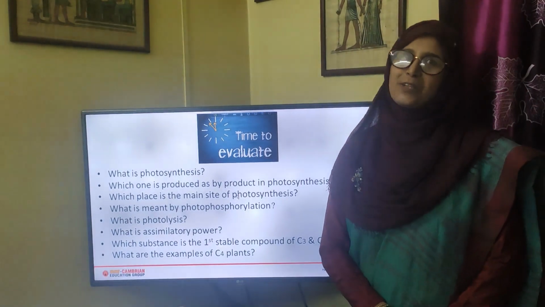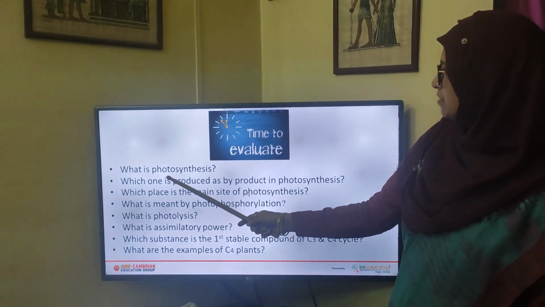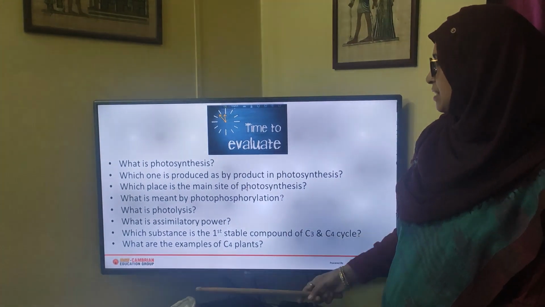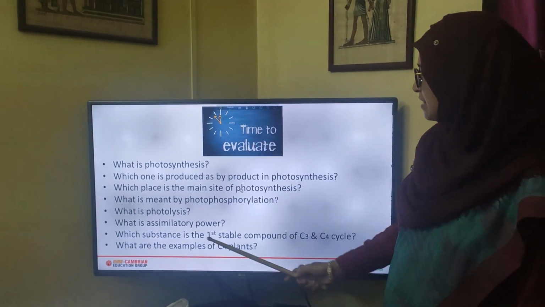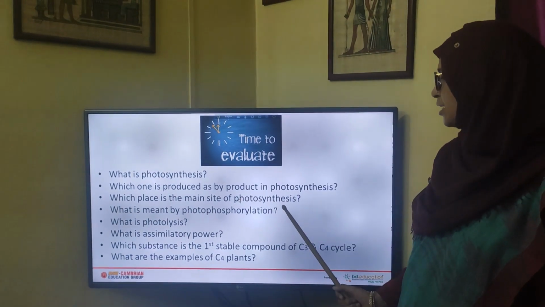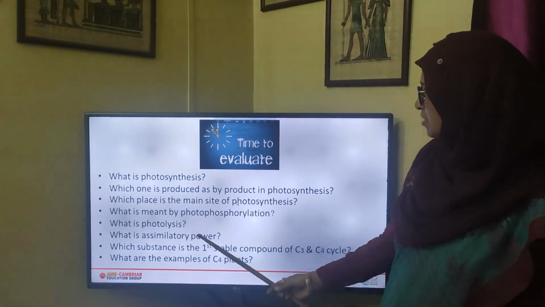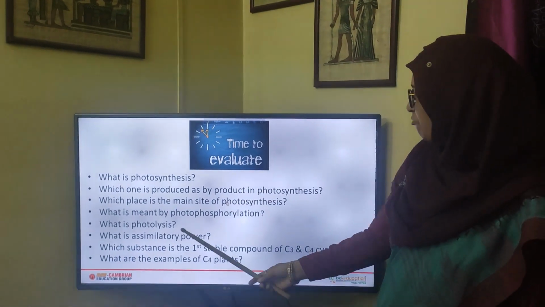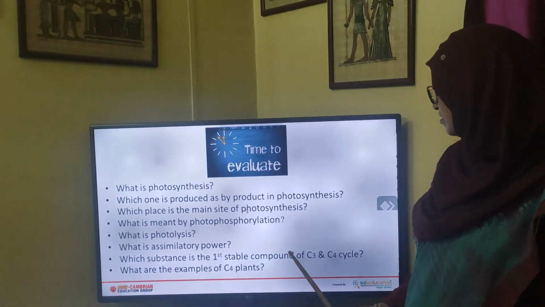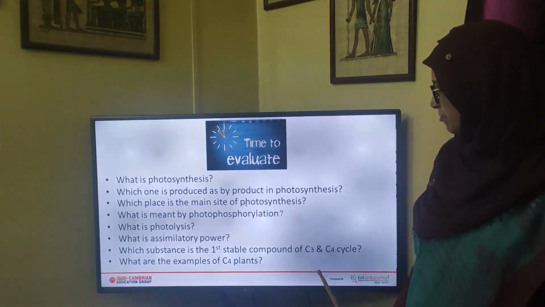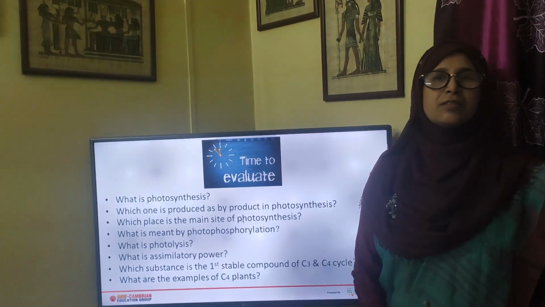Now is the time to evaluate. So what have we learned in this chapter? What is photosynthesis? Which one is produced as a byproduct in photosynthesis? Which phase is the main site of photosynthesis? What is meant by photophosphorylation? What is photolysis? What is assimilatory power? Which substance is the first stable compound of C3 and C4 plants, and what are the examples of C4 plants?